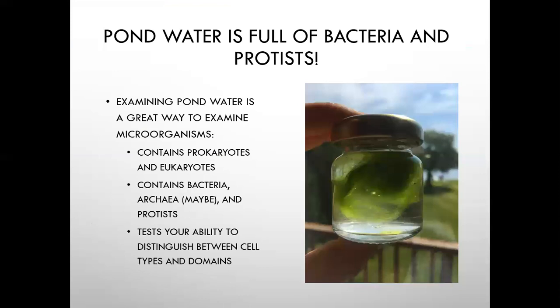Something that we would typically do in lab is go to a pond, grab a sample of water, bring it back, and let you explore around in it. This year, because we're online, we have pre-recorded little videos and pictures of what you would see in a simple pond sample. These can have prokaryotes and eukaryotes. They may have bacteria and archaea. They will have bacteria, or possibly archaea, and protists.